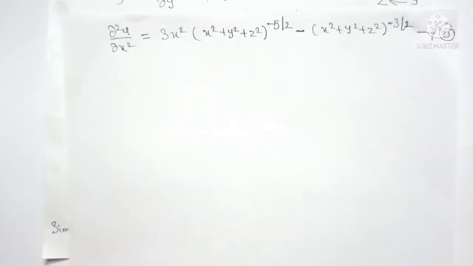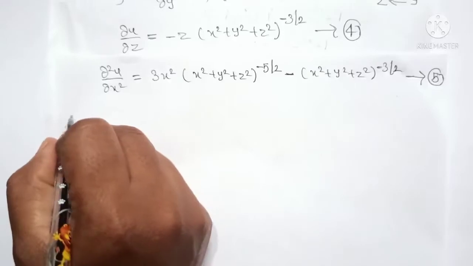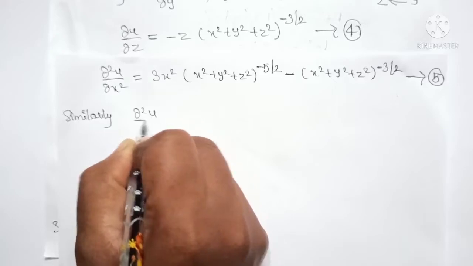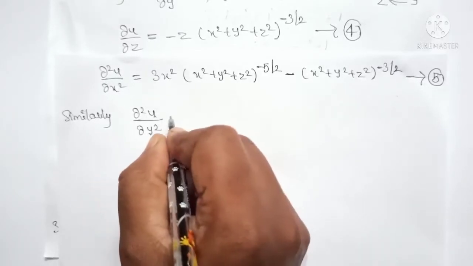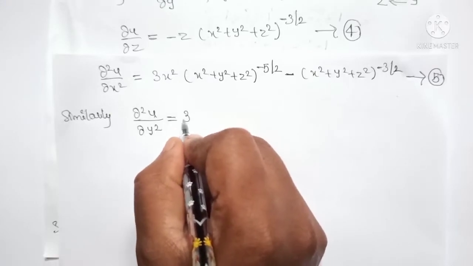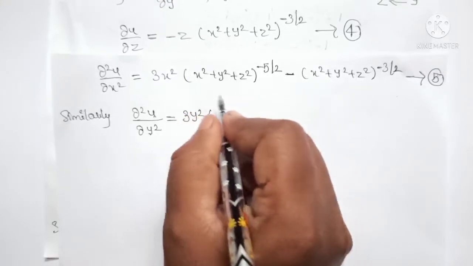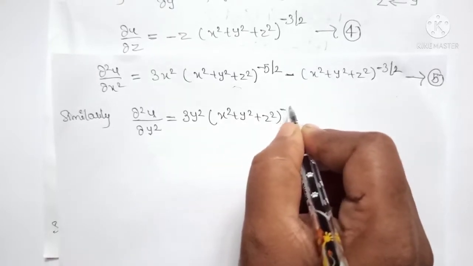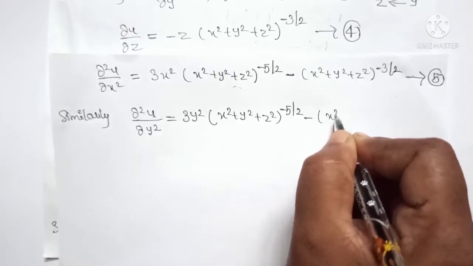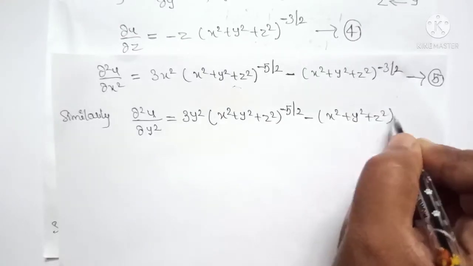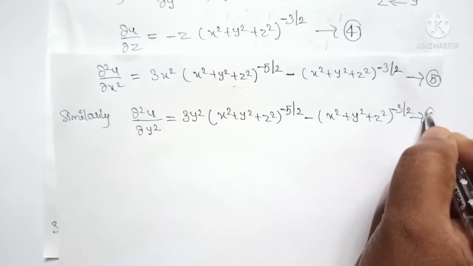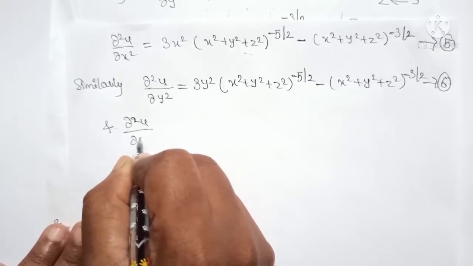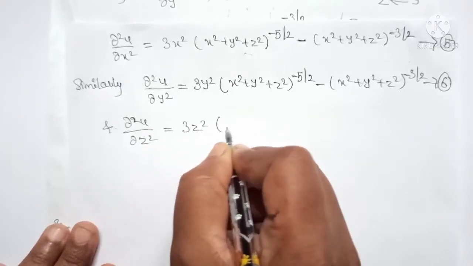Since the given function is symmetric, we can similarly write the other two second order partial derivatives. For dou square u by dou y square, simply replace x by y, and we get 3y square. Replacing cyclically, we get the same (x square plus y square plus z square) whole power minus 5 by 2, minus (x square plus y square plus z square) power minus 3 by 2. Consider this as equation 6. Again dou square u by dou z square equals 3z square.